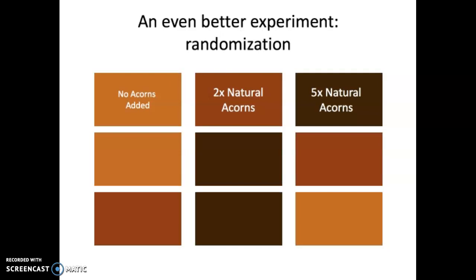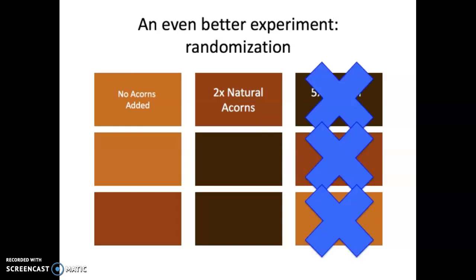An even better experiment would include randomization. Ostfeld could randomize the treatments across localities. And why would we want to do that? Well, we'd want to do that because it reduces bias by equalizing other factors that have not been explicitly accounted for in the experimental design.